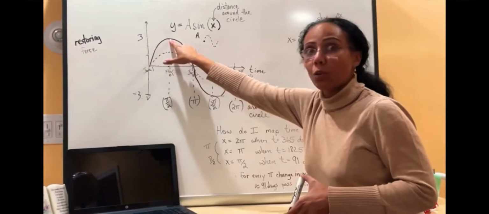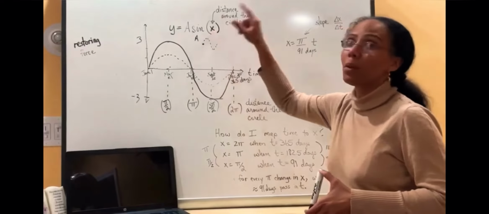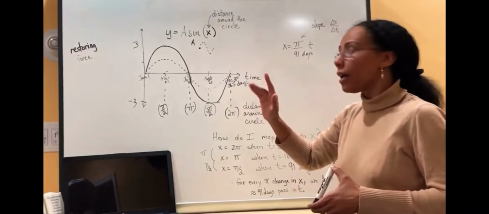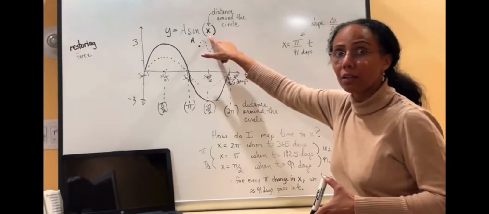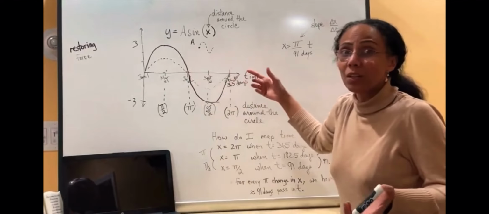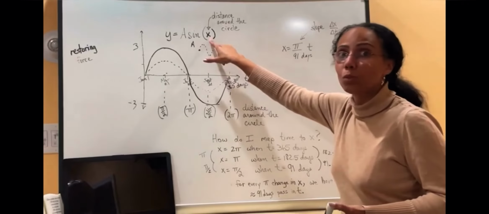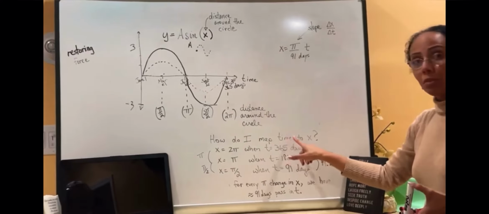I need, at a quarter of the way into the year, to have the x value be pi/2, because that's when I peak. At halfway through the year, I need the x to be pi, because that's when I go back to center. And at the end of the year, 365 days, I need this to look like 2 pi. So how do I map the time to this x value?